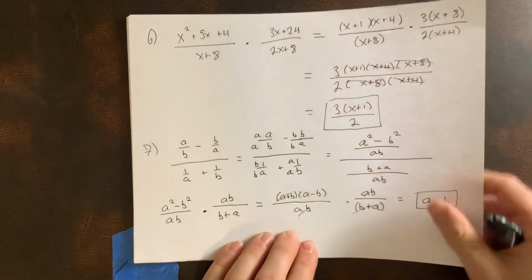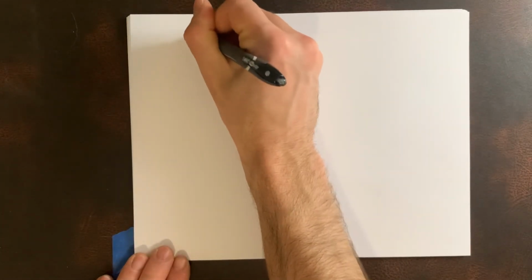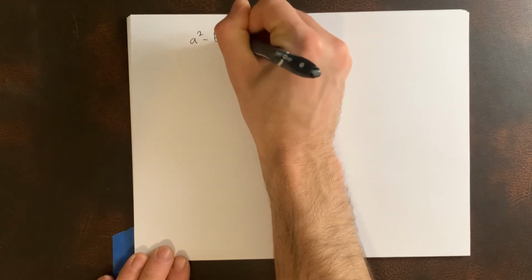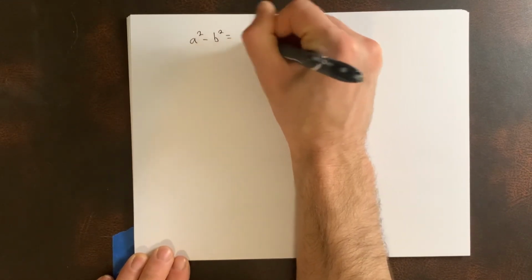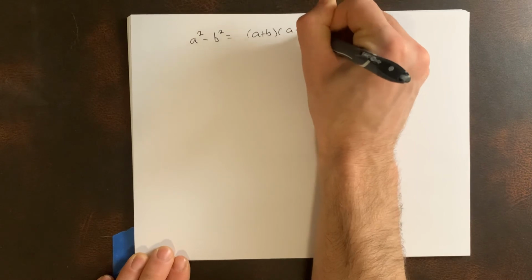Okay, the last problem, well actually let's go over that factoring thing. So why does a squared minus b squared equal a plus b, a minus b?